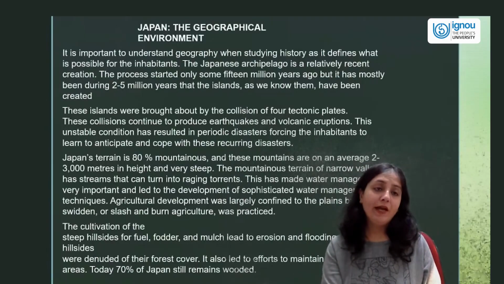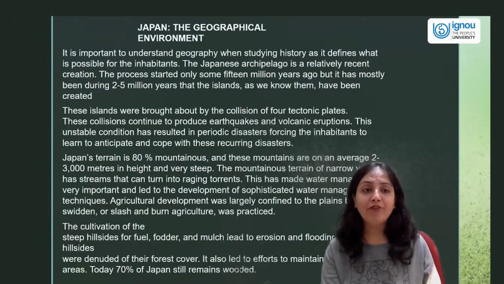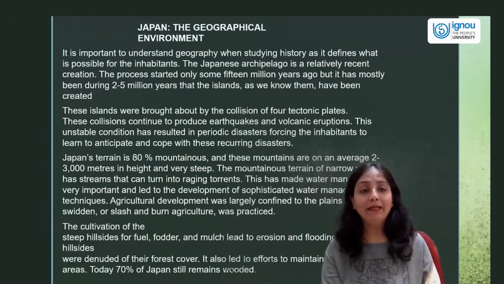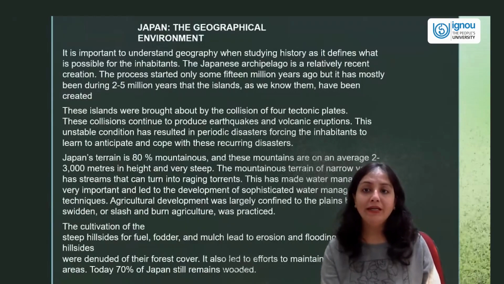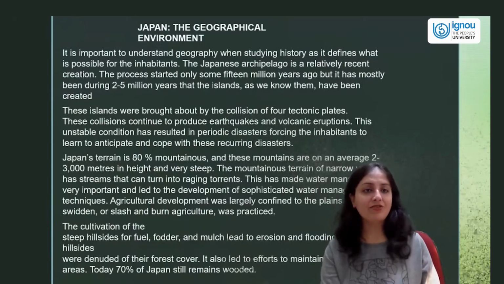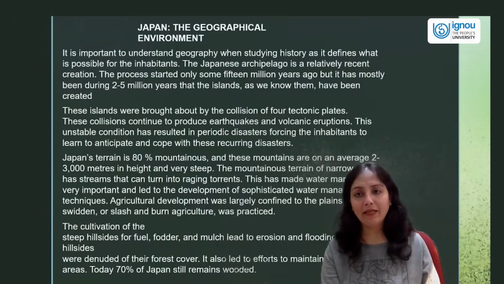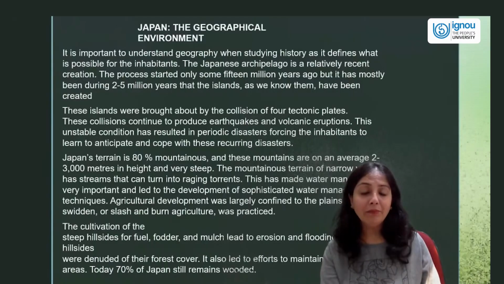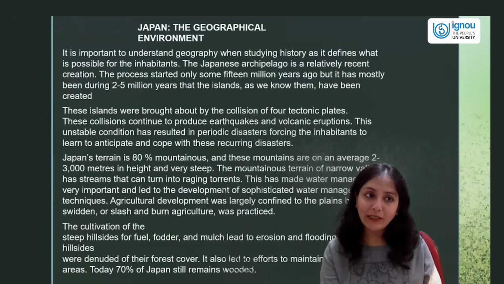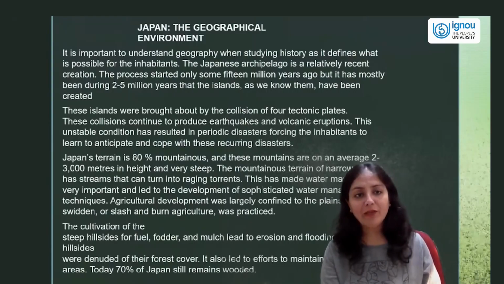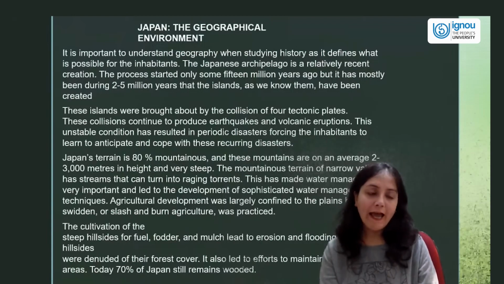Geographical condition. It is important to understand the geography when studying history, as it defines what is possible for the inhabitants. And the Japanese archipelago is a relatively recent creation. The process started only some 15 million years ago. But it has mostly been during the last 2.5 million years that the islands as we know them have been created.